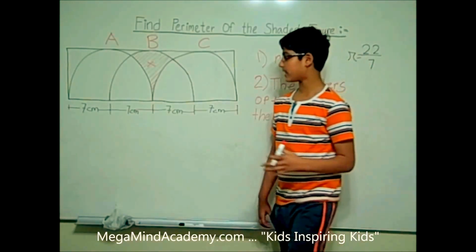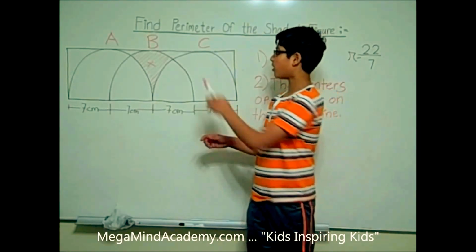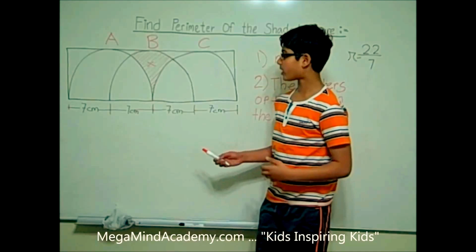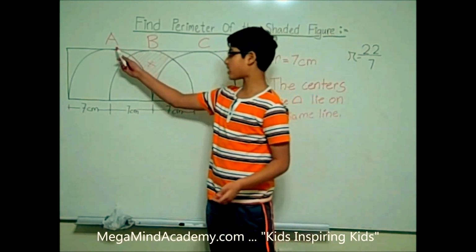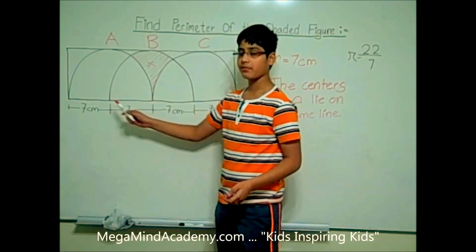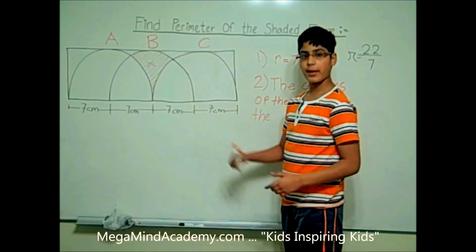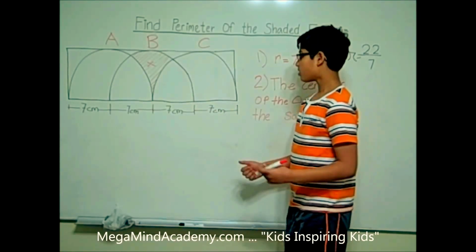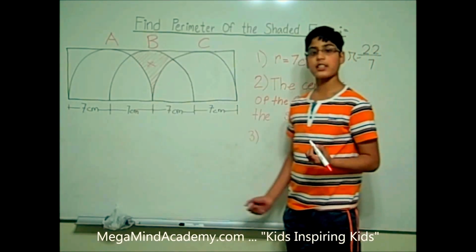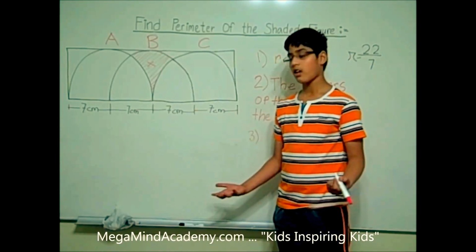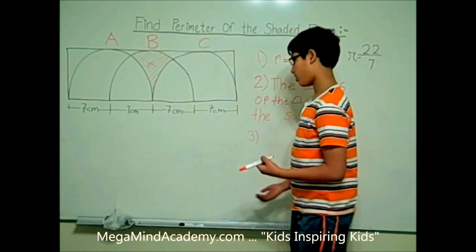We can also see in this diagram that the diameter of the semicircles, let's take semicircle B for instance, the diameter of semicircle B starts on the center of semicircle A, this is the center of semicircle A, and ends on the center of semicircle C. This is the center of semicircle C. So, this means that the diameters of the semicircles start on the center of one semicircle and end on the center of the other semicircle.